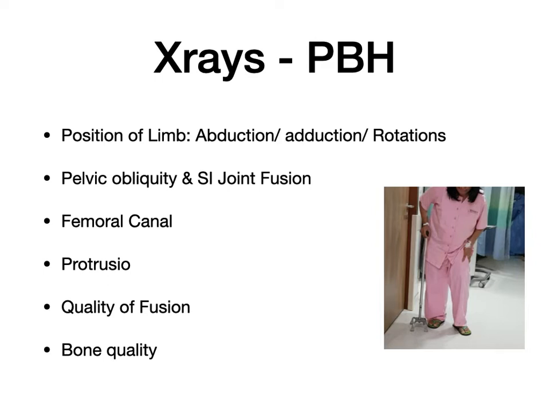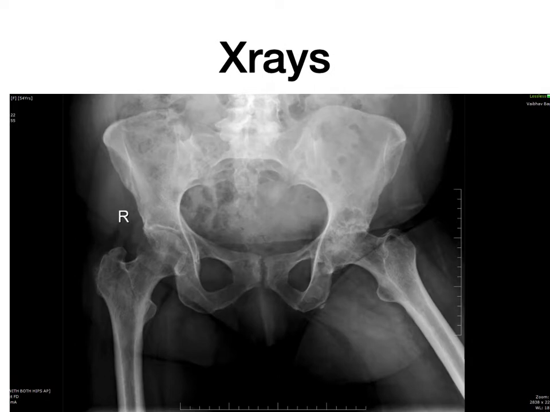Then when you look at the x-rays, you look at the femoral canal, protrusio, quality of fusion, bone quality. So this is the clinical picture here. You look, the limb is clearly in abduction and flexion, and you will see also that there is some amount of external rotation here. Now if you go to the x-rays, the x-rays will give you a lot of idea of how the limb position is, what is the state of fusion, whether it is completely fused, are the trabeculae crossing each other, are there any cysts that need to be considered, or impaction bone grafting needs to be done, what is the neck length. It will also give you some idea of how to approach to the osteotomy.